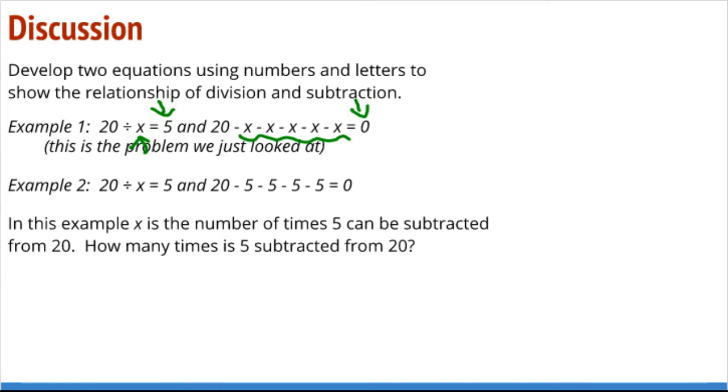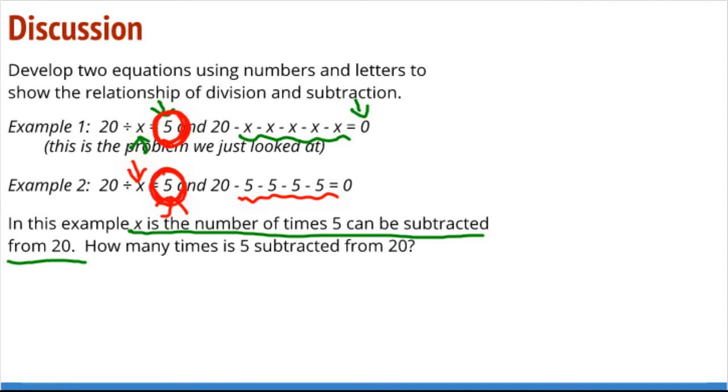20 divided by x equals 5. So here we are looking at x is the number of times that 5 can be subtracted. So now we're going to change the meaning just a little bit. Now we're saying let's subtract 5, and x is the number of times that we can subtract 5. So we're going to subtract 5, and we're going to subtract it 4 times. So we have flipped the meanings here. Earlier we were saying this tells us how many times to subtract. Now we're saying this tells us what to subtract, and we are counting how many times to subtract.